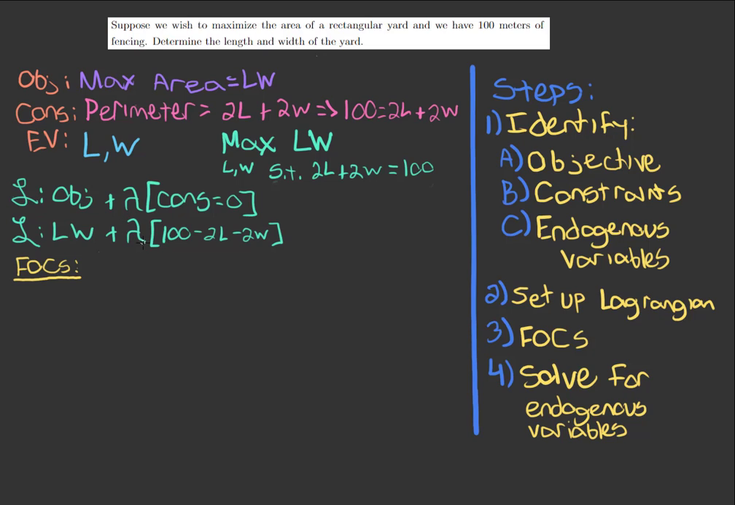And keep in mind, with how many constraints we have in this particular problem, there's going to be one Lagrange multiplier. Since we're dealing with one constraint, the perimeter constraint, we're going to have one Lagrange multiplier.